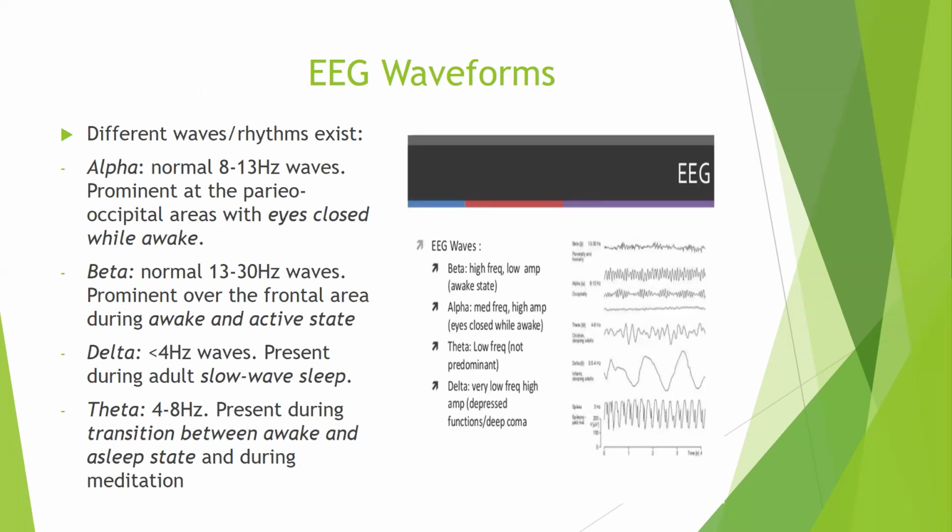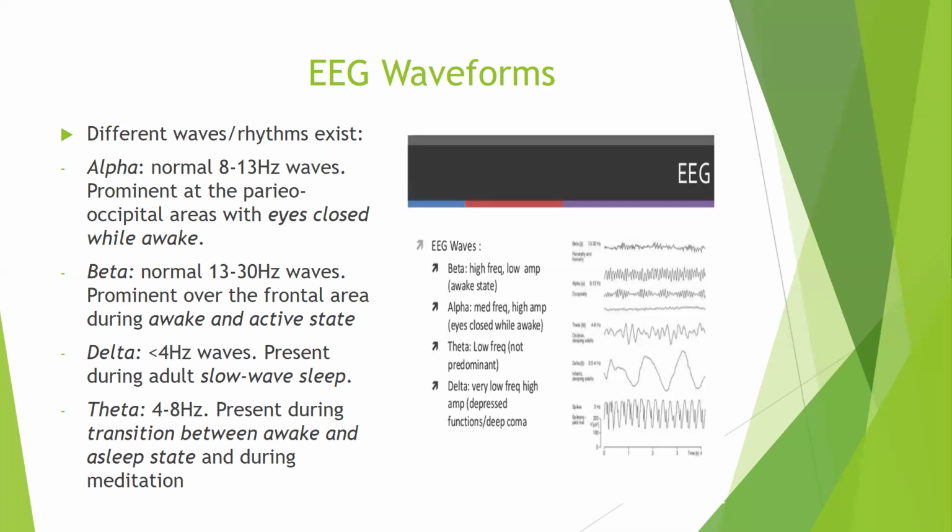There are different normal waves on the EEG. We have four of them: the alpha wave, the beta, the delta, and the theta waves. Each of these normal waveforms represents different activities of the patient. When the patient is awake with the eyes closed, you have the alpha waves, which are a medium frequency, high amplitude waveform. The frequency is about 8 to 13 hertz. When you see an alpha wave, it correlates to an awake state while the patient is still or with the eyes closed.